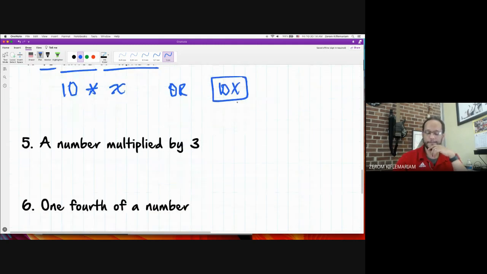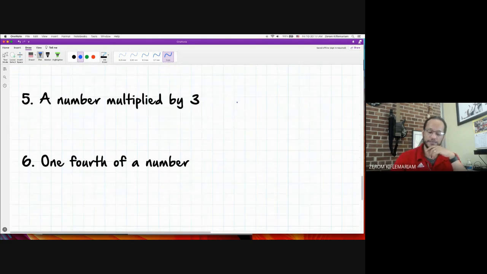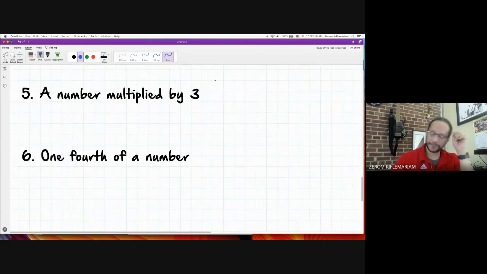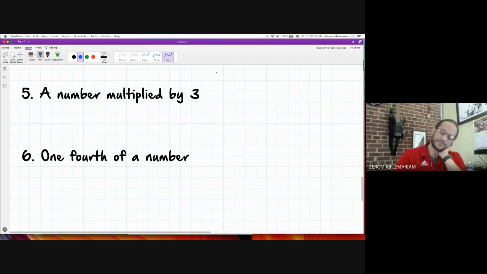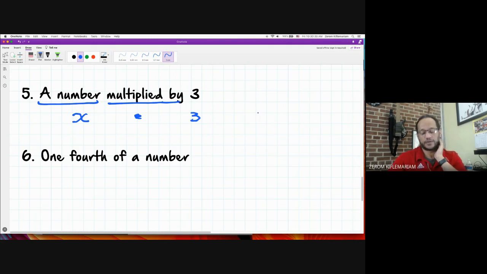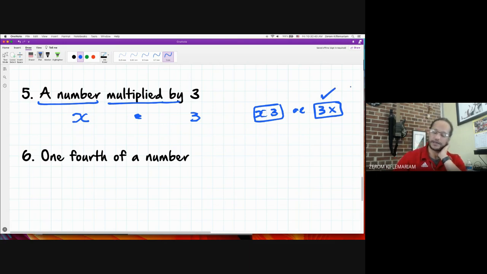Number five. 5 and 6, somebody give me 5, somebody give me 6. Is it X multiplied by 3? Over here, a number, we don't know, it's a number X multiplied by 3. So you can say x3, it doesn't matter if you write it that way, but 3x would be the proper way of writing it because we write numbers first and letters after.